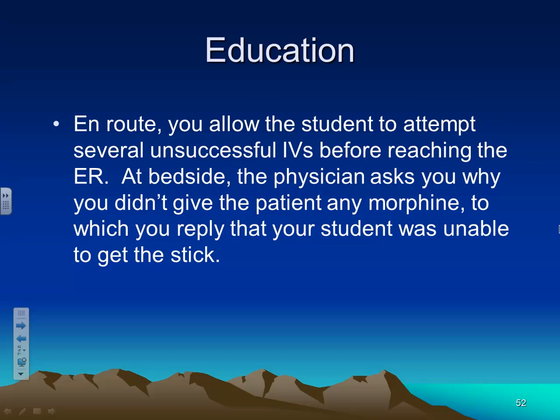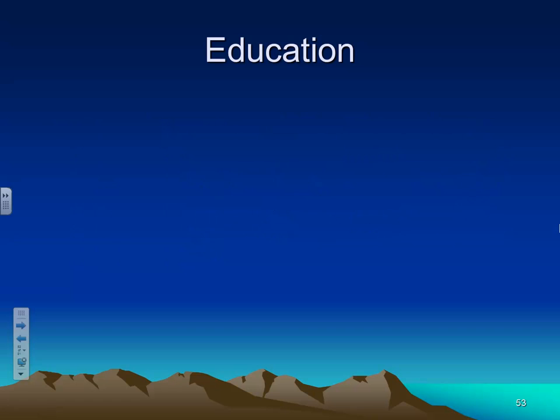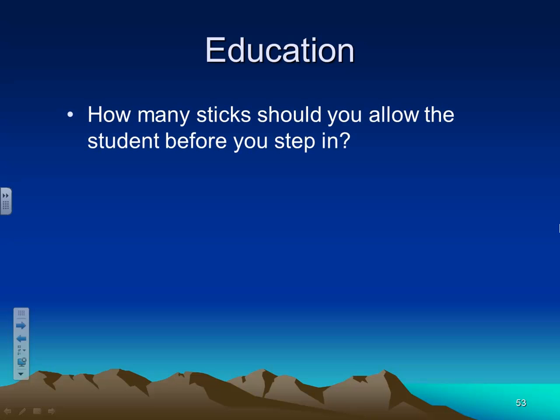En route, you allow the student to attempt several unsuccessful IVs before you reach the ER. At bedside, a physician asks you why you didn't get the patient any morphine, to which you reply that your student was unable to get the stick. Do you want to have that conversation with the physician? No. You certainly do not. How many sticks do you allow the patient before you step in? 1, 2.